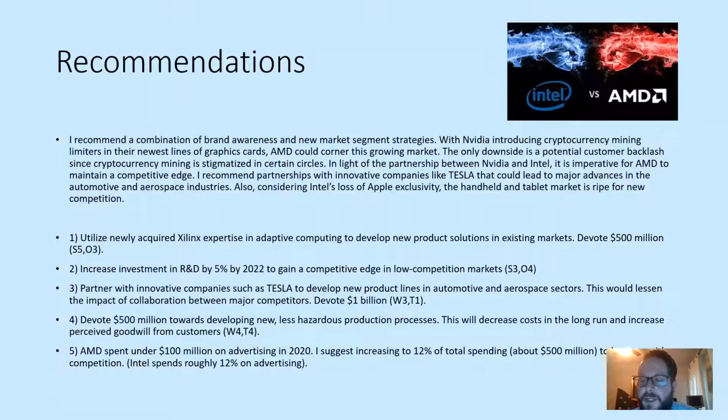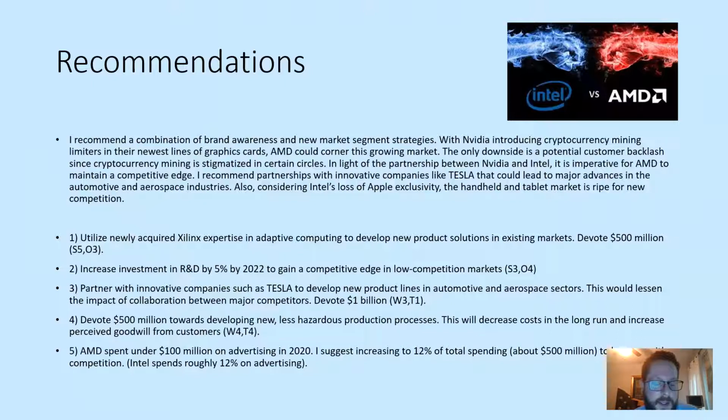Again, most of their manufacturing is done in, we'll call them, third world countries. China doesn't really fit that vibe, but India and China have low cost, low health requirements, basically. So I think a recommendation of about $500 million investment towards less hazardous production processes could decrease costs in the long run and increase the customer perceptions of the company, which have in the past maybe been slightly lacking due to the working conditions of the people that are manufacturing these component parts.